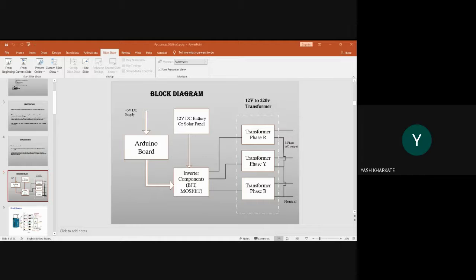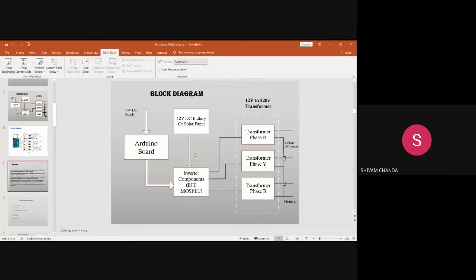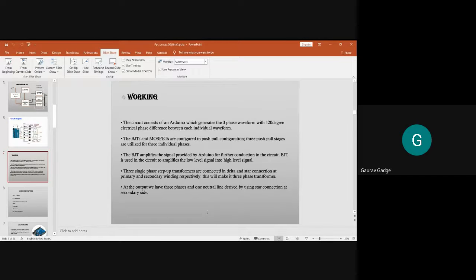Shivam, next slide. The next slide is the circuit diagram. Shivam, from your side that slide is not changing. Sir, I'm changing the slide. Yeah, but we are not able to see. I think Shivam is disconnected. Will you again just show the circuit diagram?